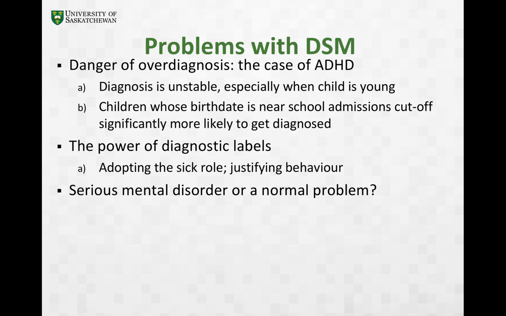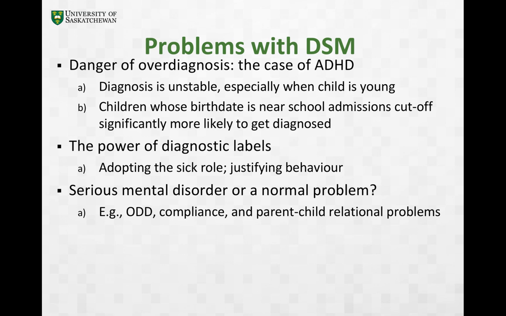Again, the other question is: is this a serious mental disorder or is this just a normal problem? So for example, one of the areas that I often see a lot of questions about is oppositional defiant disorder and compliance. And one of the questions is sometimes: is this just a child who's more non-compliant, or are there some parent-child relational problems that are actually causing or maintaining this pattern of behavior? So these are some of the important questions that we need to consider.